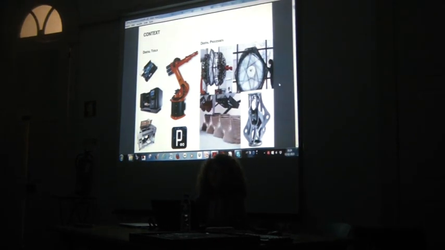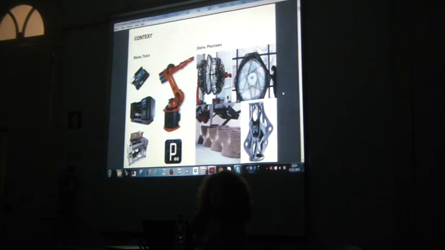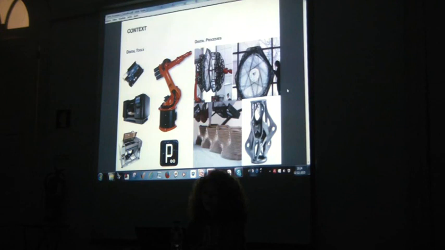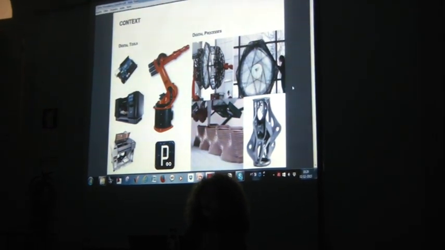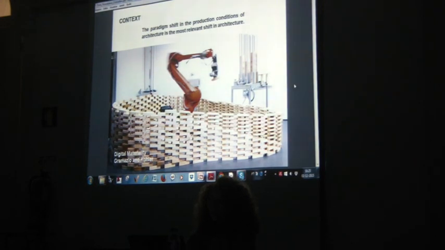So as we've seen before in all the other presentations, today we face a new context. We have a big amount of digital tools, all of them of different types, and we use them to develop different specific types of digital processes. Romance and Kohler, whom you surely know, have addressed this problem, and they developed a concept which is called digital materiality. And in this context, they are saying that the paradigm shift in the production conditions of architecture is actually the most relevant shift we face today in our discipline.